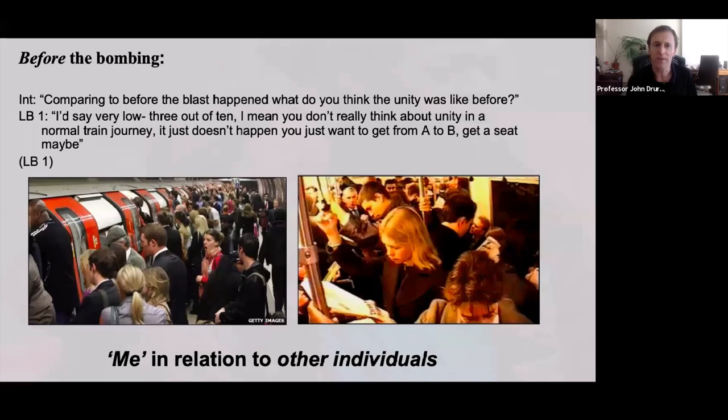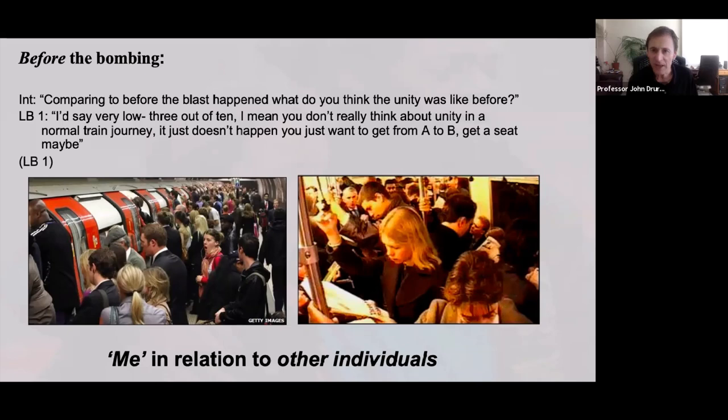So he says, what was the unity like? I'd say the unity was very low with other people. Just 3 out of 10. I mean, you don't normally think about unity on a normal tube journey. If you can imagine, you know, you don't, do you? You're like the people in the second photo, your eyes are down on your iPads, you're on your phones, you're not looking at other people, you're not feeling a bond with them, you just want to get from A to B, get a seat.